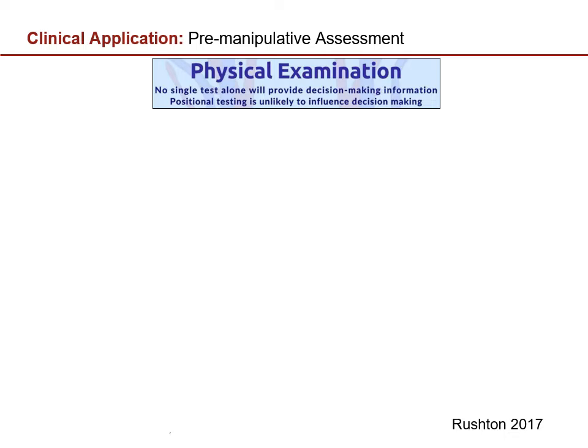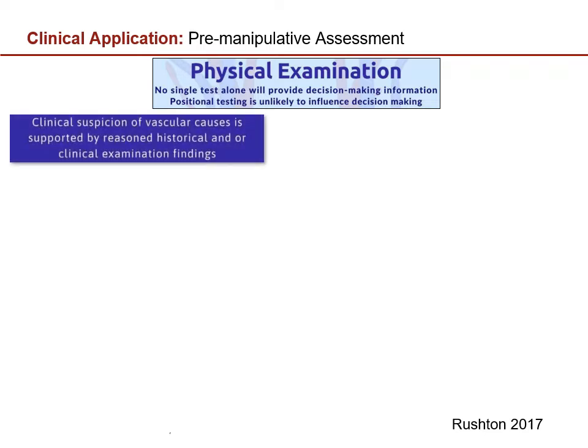So in this transition where you're moving from your patient history to your physical examination, there are some decisions that need to be made. Clinical suspicion of vascular causes is supported by reasoned historical and or clinical examination findings. Again, you haven't necessarily completed your clinical examination findings to this extent, but you will have seen the person, you would have seen them move, you would have seen them walk into the clinic.